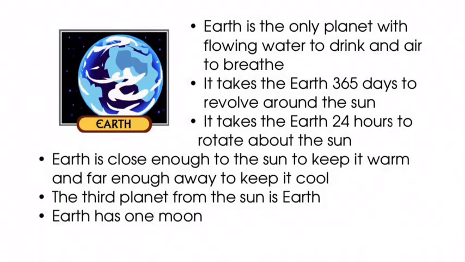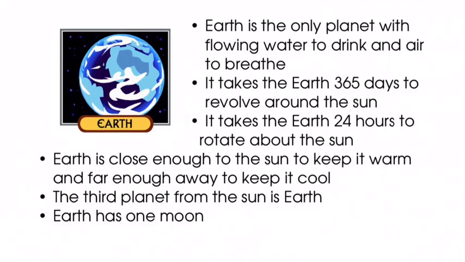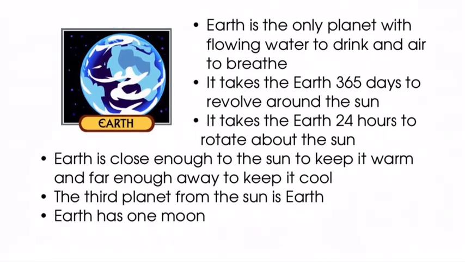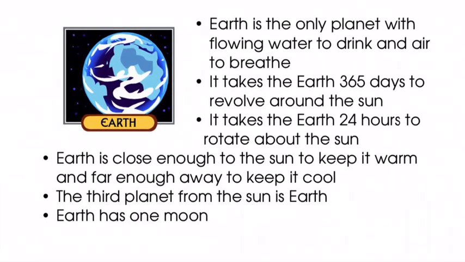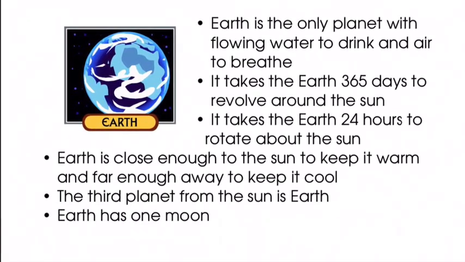It has one moon, and it's the only planet that has liquid water on its surface. It's the only planet in the solar system that has life. The Earth is fragile. There are so many volcanoes, mountains, and earthquakes. The Earth is larger than Mercury, Venus, and Mars.